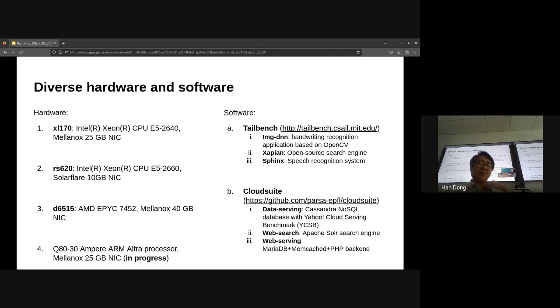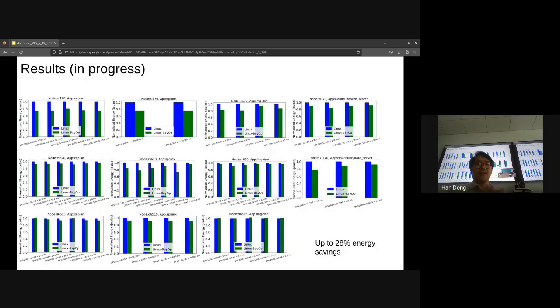Also, in terms of software, before we just focused on Memcached, and we've expanded this to a bunch of new workloads that are all SLO driven. Some of these are inferencing, like handwriting recognition, and others are more classical, like a Cassandra SQL database and a web search engine. I'm not going to go over these in detail because I'm still in the process of collecting a bunch of data and graphing it.